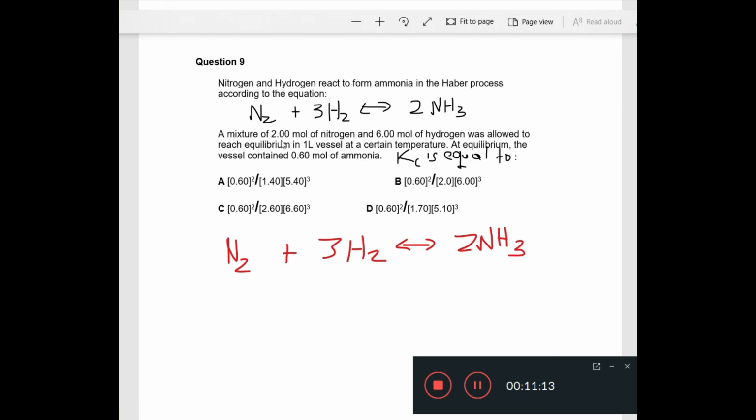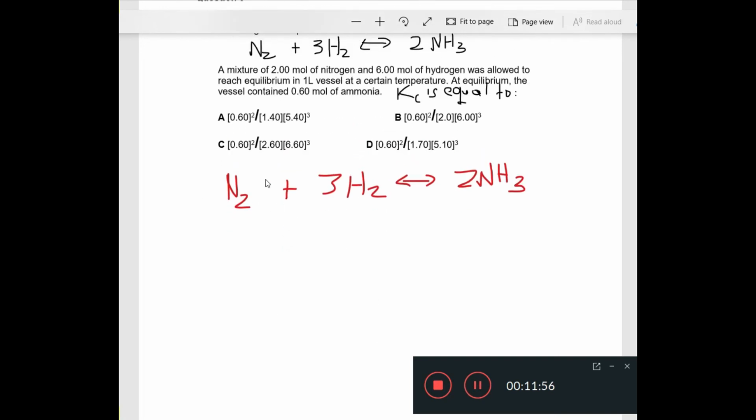It says a mixture of 2 mole of nitrogen and 6 mole of hydrogen was allowed to reach equilibrium in a 1 liter vessel at a certain temperature. And then it says at equilibrium the vessel contained 0.6 mole of ammonia. Okay, so there's my equation for my reaction. And so what you have to do is the ICE table: work out the initial amounts, the combining amounts, the equilibrium amounts finally, and then use the equilibrium amounts to calculate Kc. So let's get to that.